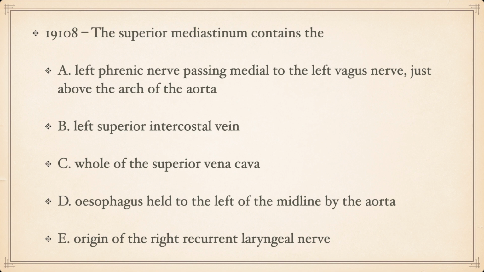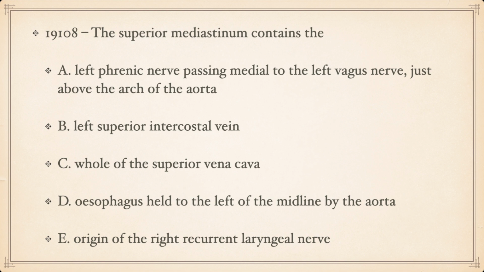So this question, you need to think about that diagram I showed you with the relation of the superior intercostal vein and the phrenic and the vagus nerves, as well as to think back to our mnemonic of claptrap. So the superior mediastinum, it does not have the left phrenic nerve passing medial to the left vagus nerve just above the arch of the aorta. The phrenic will be passing lateral and anterior. It does, however, have a left superior intercostal vein which passes across the arch of the aorta.